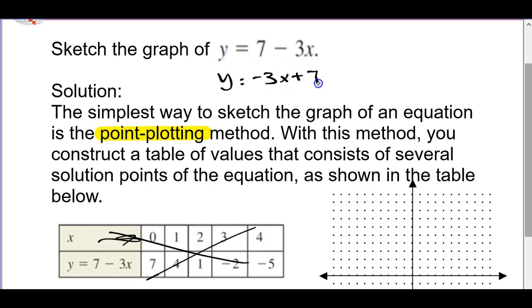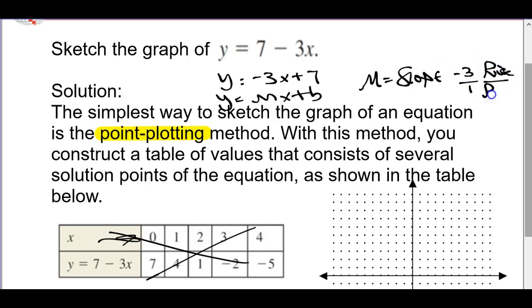I would encourage you to look at the form y equals mx plus b, where you know that the slope is negative 3 over 1, which is the rise over run. And this b is called a y-intercept, and that's a start value. So you go to the y-axis and find 1, 2, 3, 4, 5, 6, 7. That's a start value.